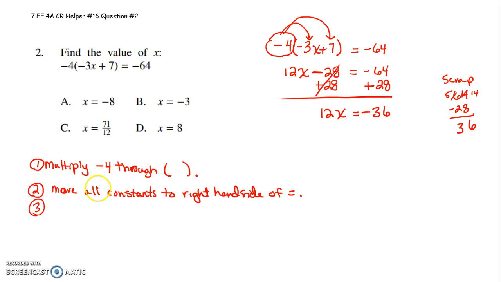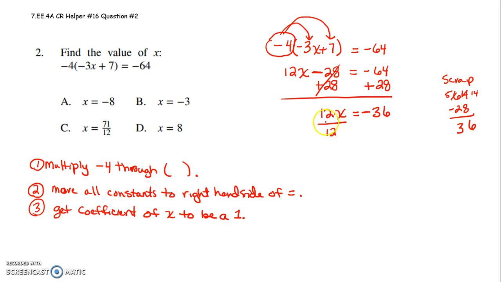The last step is to get the coefficient of x to be a 1. And so we look here and we say, okay, what's the operation between the 12 and the x? Oh, the operation right now between the 12 and the x is multiplication. How do I undo multiplication? I undo multiplication with division. So to get x all by itself with a coefficient of 1, I have to undo this multiplication. So I have to divide by 12.